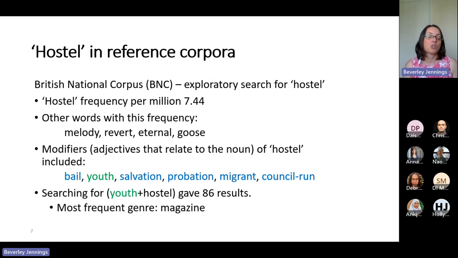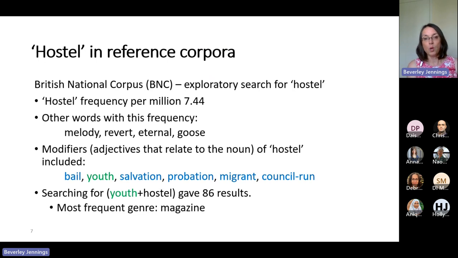So I looked in the British National Corpus first, which is a really big reference corpus, and hostel has a frequency per million words of 7.44. So not a horribly unusual word, not very, very low frequency. Other words with that type of frequency are melody, revert, eternal, and goose. So it's not a really unusual word. Therefore, it shouldn't really have been a problem to students.